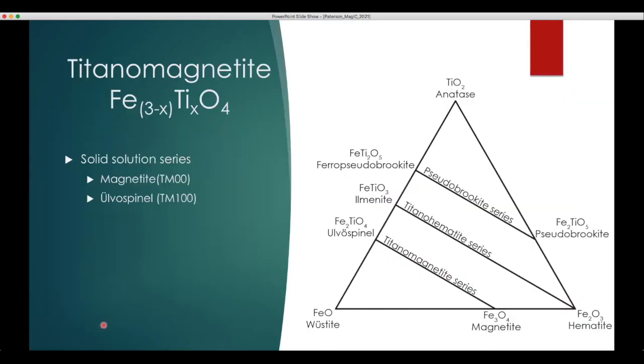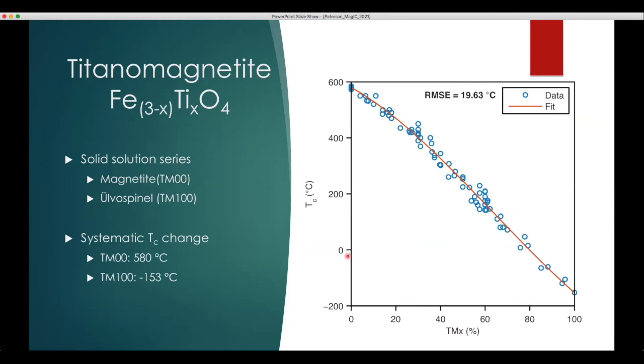So I think most of you should be fairly familiar with titanomagnetites. It forms a solid solution series between the iron-rich end member, magnetite, and the titanium-rich member, ulvöspinel. And with this change in composition, there is a systematic change in Curie temperature. So magnetite has the normal Curie temperature of 580 degrees Celsius, whereas ulvöspinel has its Curie temperature well below room temperature, at minus 153.